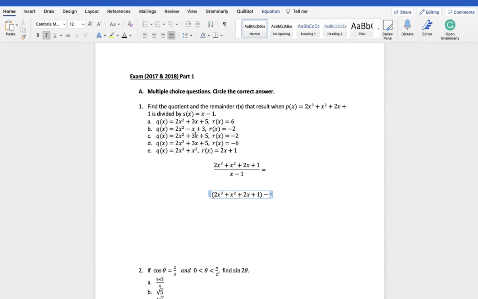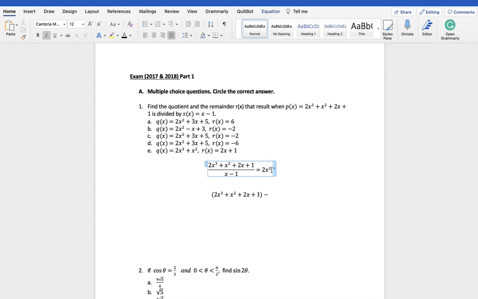So here we have a question asking us to find the quotient and the remainder of the division of the polynomial 2x cubed plus x squared plus 2x plus 1 by x minus 1, right? So obviously, this is a long division question. If you take the first term here, which is 2x cubed divided by x minus 1, first you'll get 2x squared.